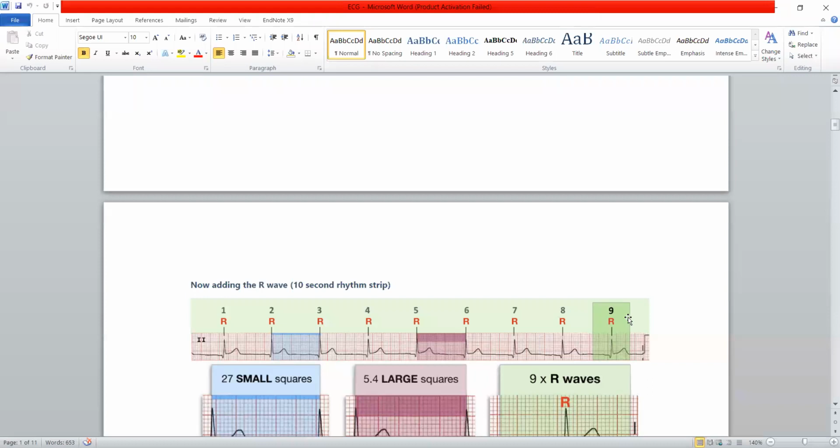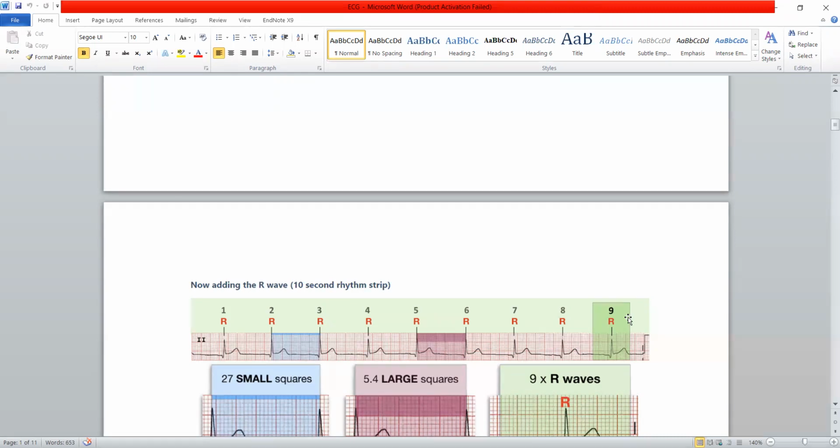The last method is used when the heart rhythm is irregular. If the heart rhythm is irregular, meaning the RR interval is not regular, then we use the 10-second strip method. We calculate the total number of R waves in a 10-second strip, which is the rhythm strip, and the rhythm strip is usually 10 seconds long.